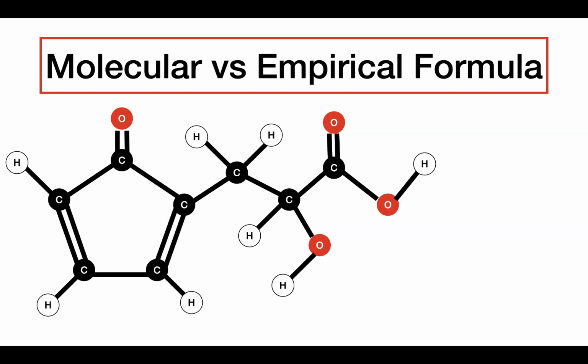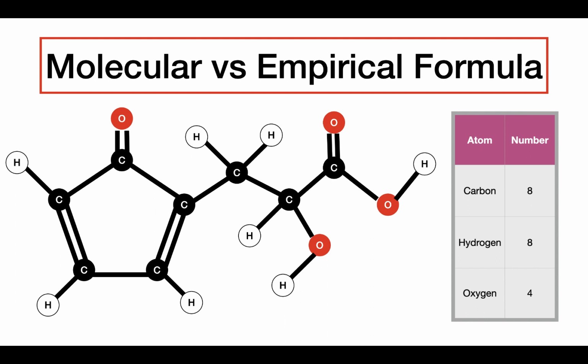In order to understand the difference, we're going to do a little example. Right here we have a molecule, and this molecule has three types of atoms. The first is carbon, the second is oxygen, and the third is hydrogen. Inside this molecule, we can actually count the number of carbons, hydrogens, and oxygens. When we do so, we get 8 carbons, 8 hydrogens, and 4 oxygens. From this information, we can derive the molecular and empirical formulas.